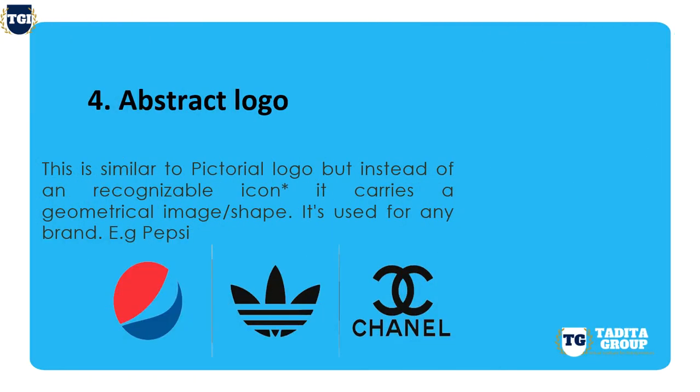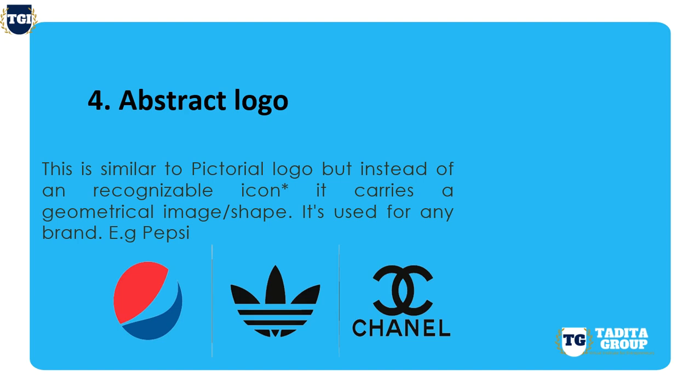All right, now the next is the Abstract Logo. This is similar to the Pictorial logo, but instead of a recognizable icon, it carries a geometrical image or shape. It is used for any brand. We have examples like Pepsi, Adidas's second logo, and we equally have Chanel. Once you look at this logo, you cannot draw anything in relation to the name of the business from the logo. But it actually makes sense.